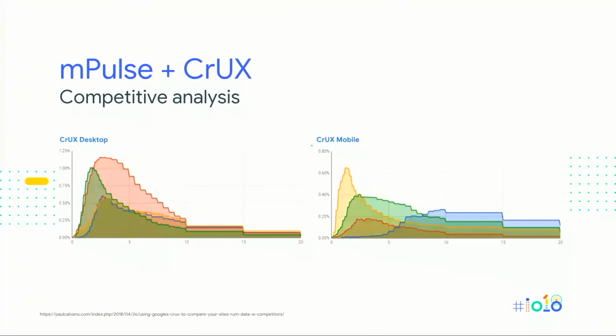The charts shown here indicate how differently competing sites perform, especially on mobile. And this is exactly the kind of thing that makes the Chrome UX report so powerful, understanding how your site's performance fits into the larger picture of performance on the web as a whole.